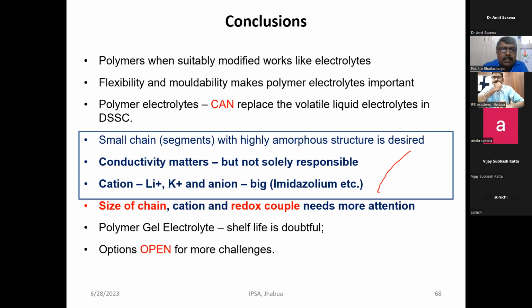And yes, it is the conductivity that is important, but it is not the only one. The size of the cation, their mobility, is more important. Polymer gel electrolytes people do talk about, but the shelf life is not that good, and therefore I have written shelf life is doubtful. And then choices are open. One can try with anything.